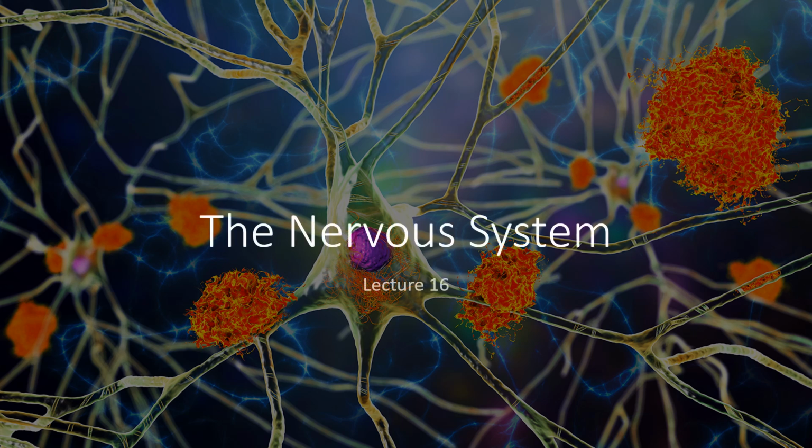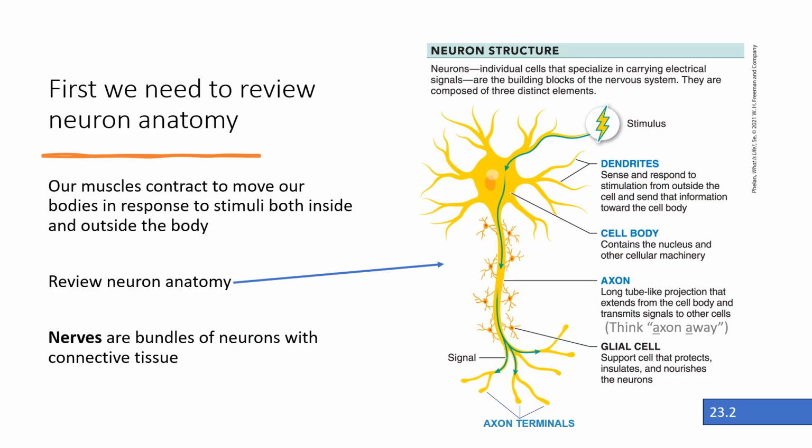In our Intro to Physiology lecture, we talked briefly about nervous tissue and cells. Now we're going to look at the nervous system more broadly and how it helps us regulate our bodies and respond to the environment. First, let's review the anatomy of a neuron.